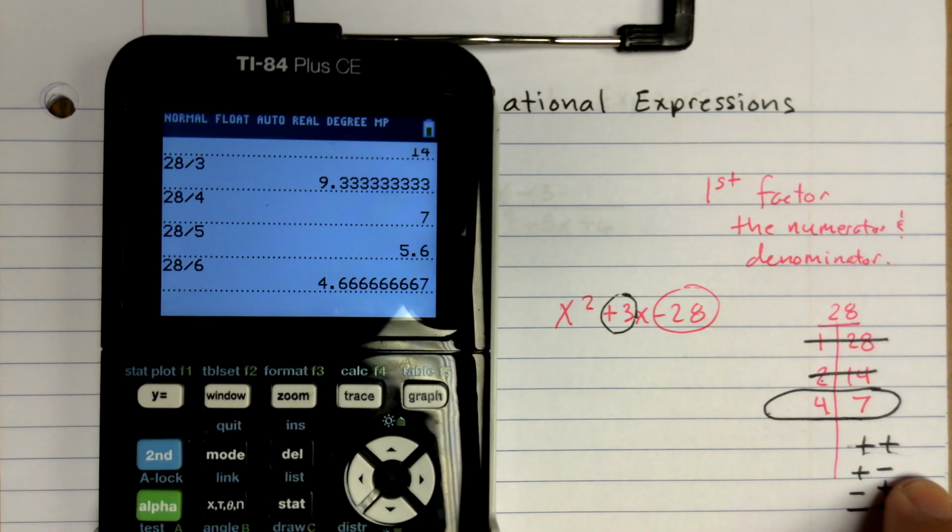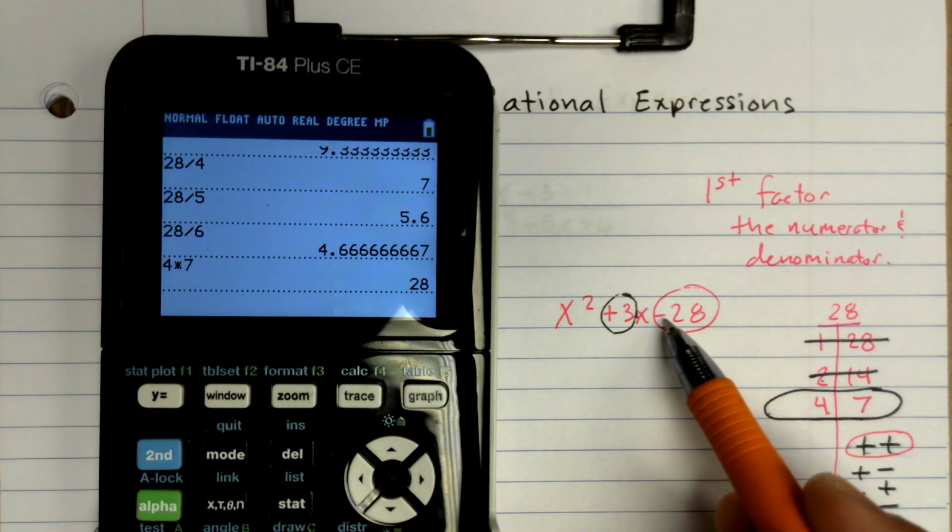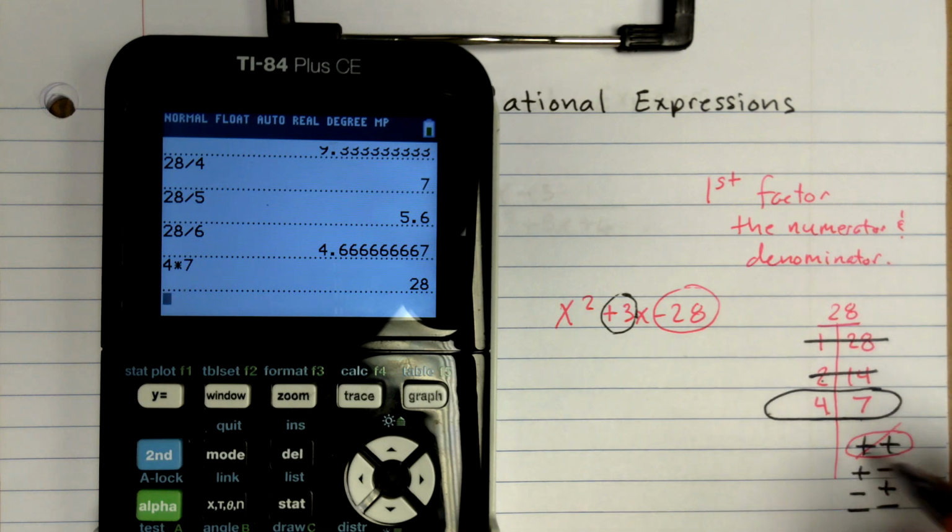And you can always guess and check if you're not sure. For instance, let's check, what if they're both positive? What numbers would they give us? So I'm going to take positive 4 and multiply it by positive 7, and notice it gives me a positive 28, which is not a negative 28. So I already know that that's not going to work. They both can't be positive.